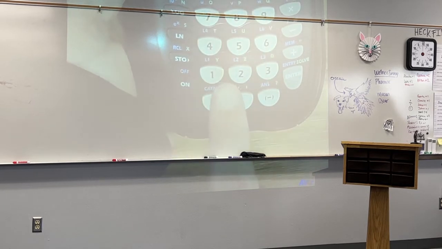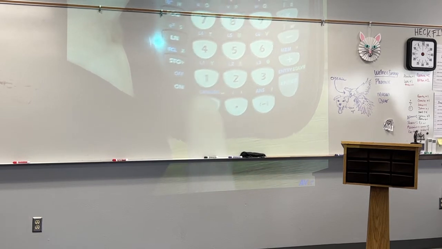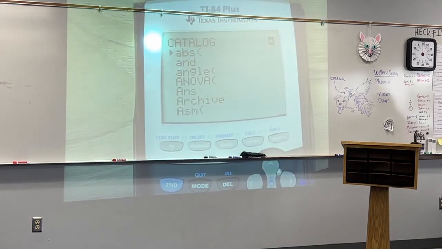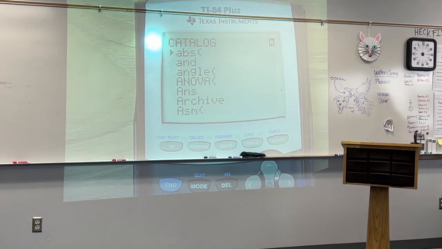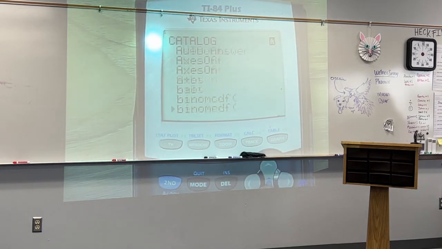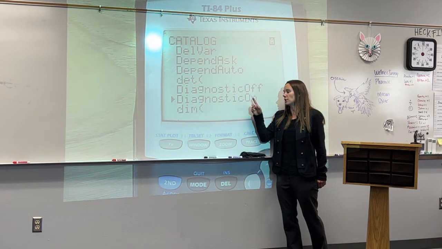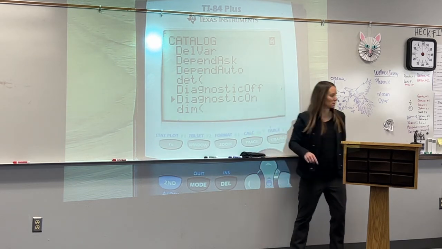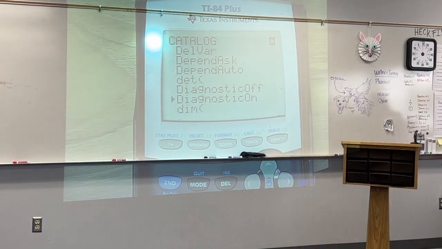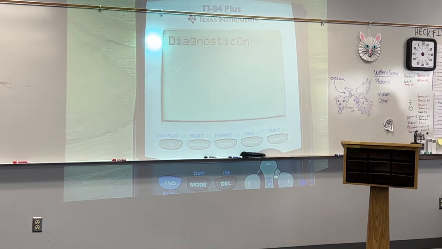Okay, we've all pressed the blue button, and now we're going to press catalog, which is where the 0 is. Again, all I've done is press the blue button and then the catalog. It's written a lot of words. I want you to scroll all the way down to diagnostics on. Okay, so you're scrolling to diagnostic on, and then you're pressing enter. Oh, I should not have done that. I'm in the Z section. Press enter, and then press enter one more time, and it's told you that it's done it.